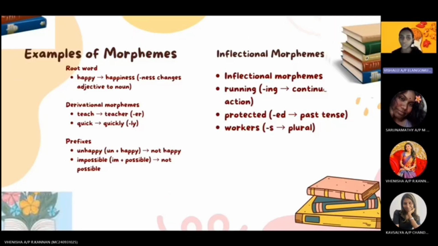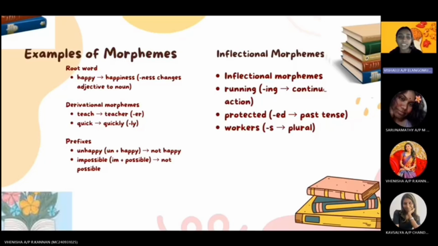First, we have root words. For example, the word happy can become happiness. When we add ness, it changes from an adjective to a noun. Next, derivational morphemes. These change the meaning or the word type. For example, teach becomes teacher by adding er. Also, quick becomes quickly by adding ly. Then we have prefixes. Prefixes are added at the beginning of a word. For example, unhappy means not happy and impossible means not possible.